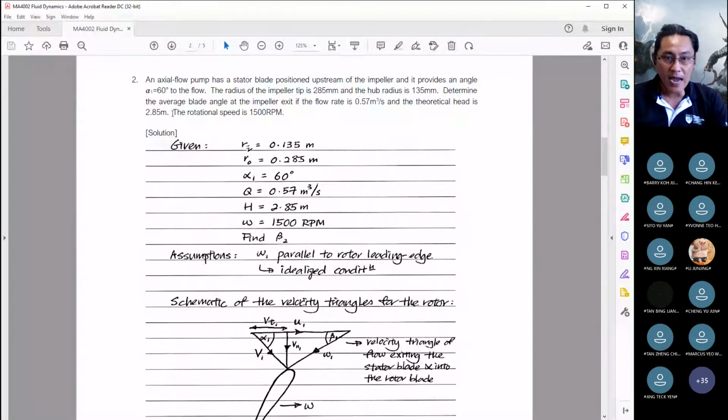Now, determine the average blade angle at the impeller, or the rotor axis, if the flow rate is known to be 0.57 cubic meters per second, the theoretical head is 2.85 meters, and the rotational speed is 1500 RPM. I know this sounds a bit confusing here and there, especially if this is the first time we're dealing with machinery.